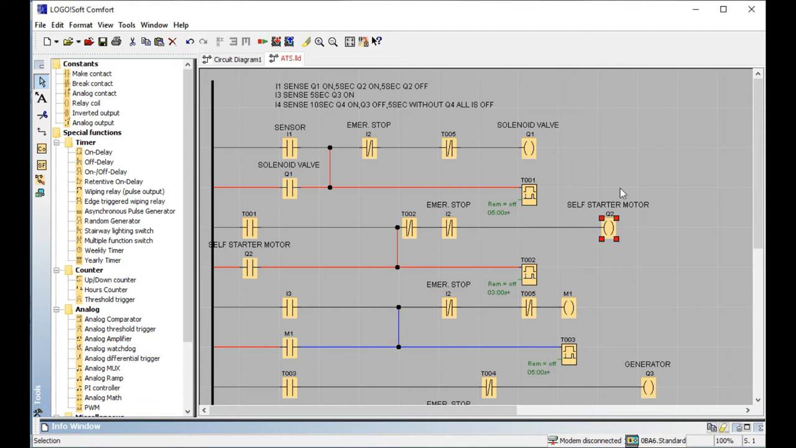After 5 seconds, Q2 is off. After 5 seconds, when this is done. It is a 5 second versus 3 second system pattern. This is absolutely dependent on you.